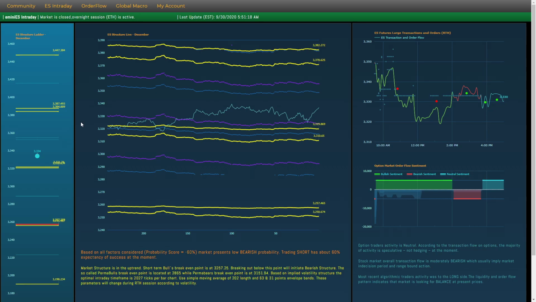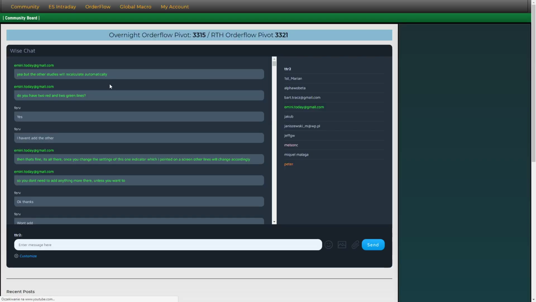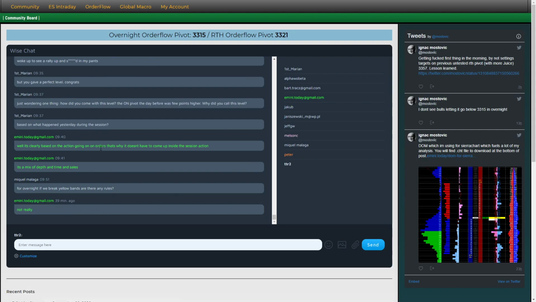You can anticipate that, yeah, this is the developing one, and probably this is going to be the pivot for the overnight and the next session. But until the session ends, you never know, because sometimes in the last 5 minutes there can be so much action on the tape that it will just change. So when you get to the community section here, you can see the chat over here, and here's the overnight order flow pivot and the RTH order flow pivot right here.